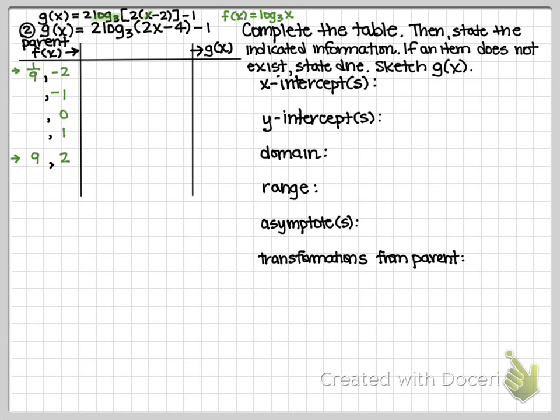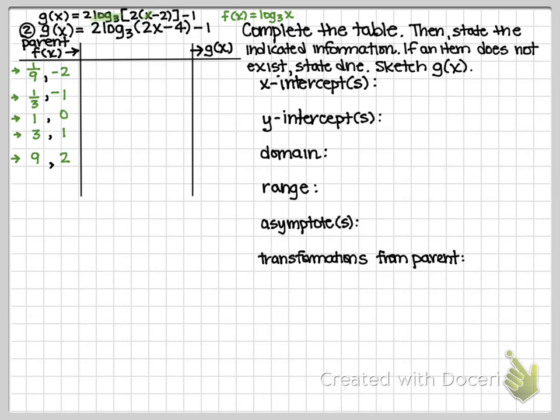Now I'm going to do 3 to the 1. Well, 3 to the 1 is 3. 3 to the negative 1 gives me 1/3. And then 3 to the 0 gives me 1. These are the exact same points as if I did y equals 3 to the x, but I exchanged the x and y. I'm using the inverse relationship of exponentials and logarithms. Okay, so these are my parent points now. Now I'm going to go through and do the exact same thing that I did previously.